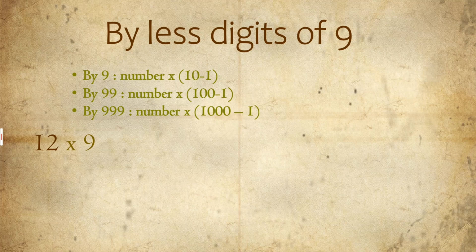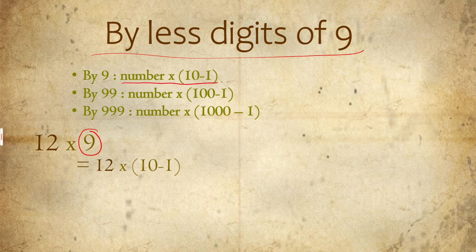Let's have this example, 12 into 9. Here 12 has 2 digits and 9 has 1 digit. 2 is greater than 1. That's basic math. So that means that the digits of 9 is lesser than the number. Therefore, we can apply the rule for less digits of 9. Over here, the number that we have is 9, and the rule for that is number into 10 minus 1. The number that we have is 12 multiplied by 10 minus 1.